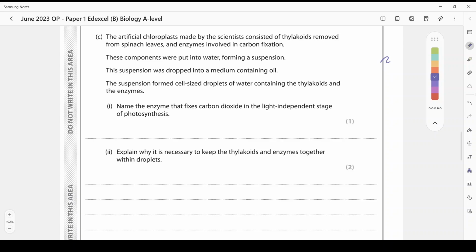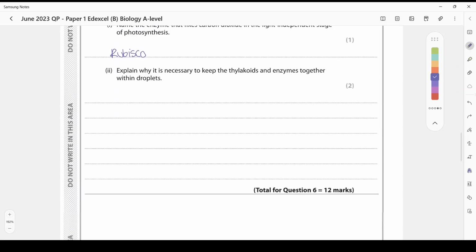So the first part says, name the enzyme that fixes carbon dioxide in the light-independent stage of photosynthesis. That would be the first enzyme that we see in the Calvin cycle, and that would be rubisco. Or you can say ribulose bisphosphate carboxylase. That's actually the short form for that term. All right, part 2.